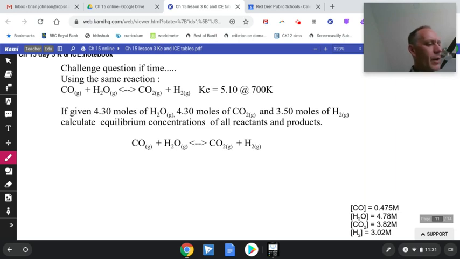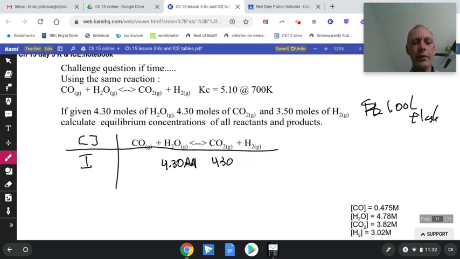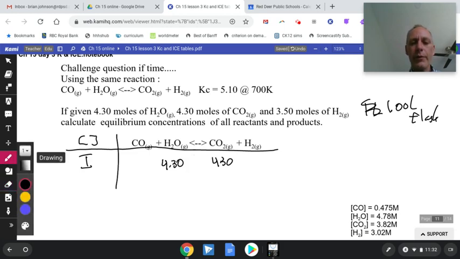Okay, I'm going to go through this one fairly quickly. So setting up our ICE table, what do they give us? 4.30 moles. Oh yeah, this one does not say the volume of the flask. Same as the question above, so it's a 1 liter flask. Let's use 3 sig digs. So these all become capital M, mole per liter. 4.30 mole per liter water, 4.30 mole per liter. I guess I should just put concentration here and then I don't have to keep rewriting concentrations. Okay, 4.30, 4.30, 3.50, and there's no carbon monoxide.